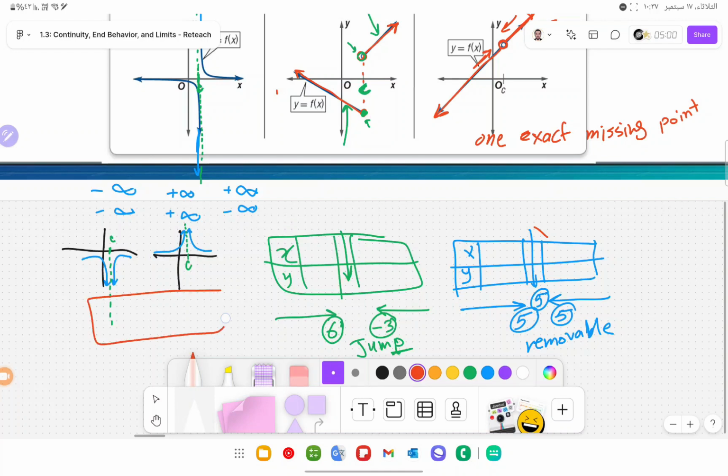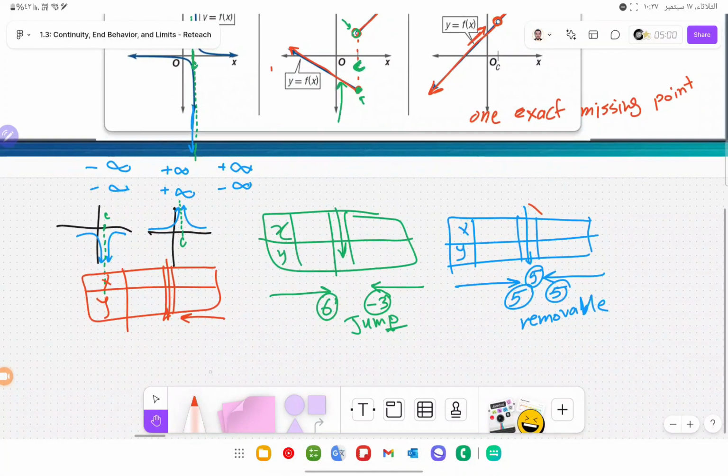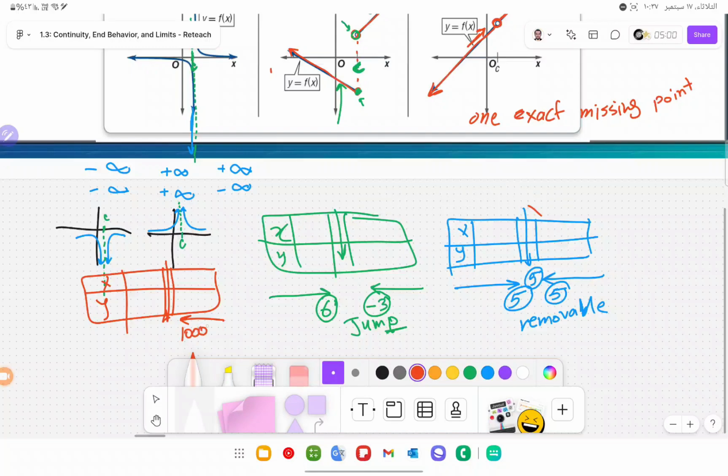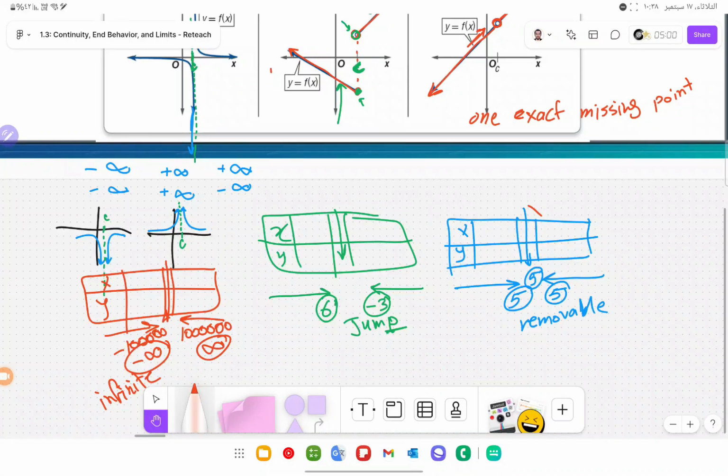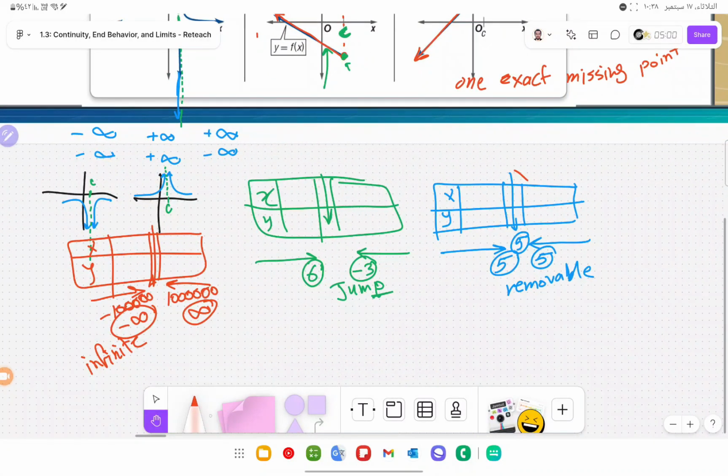The third situation: when I make the table of x and y and I have my value in the middle, if the answer on the right is always increasing, 1,000, a big number, that means we are approaching infinity. If on the left side it is negative, something like this, so as you can see, from the right is positive, from the left is negative infinity. So for sure it will be infinite discontinuity. I hope you can differentiate between these three types.